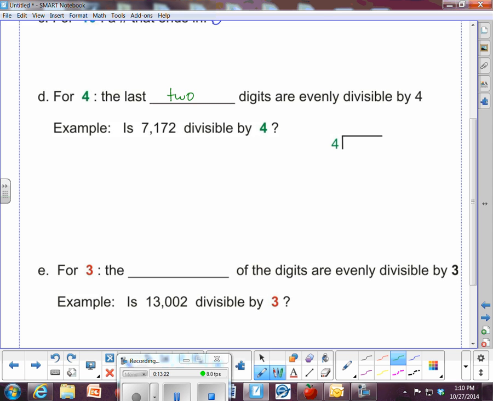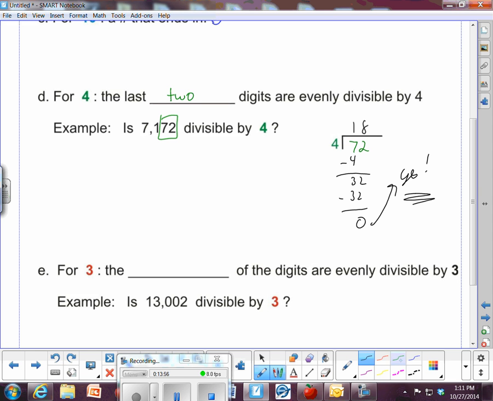So here for our example of 7,172, I'm going to take the last 2 digits, and I'm going to see if they are evenly divisible by 4. Okay, so 4 goes into 7 1 time. 4 goes into 32 8 times. And what's my remainder? 0, and that would be a yes. Are the last 2 digits evenly divisible by 4?